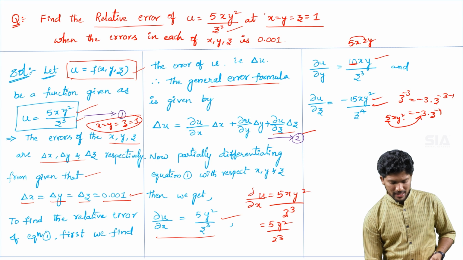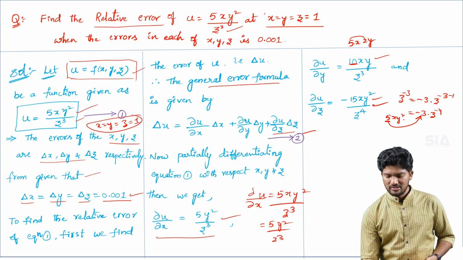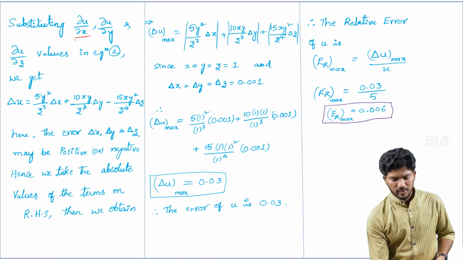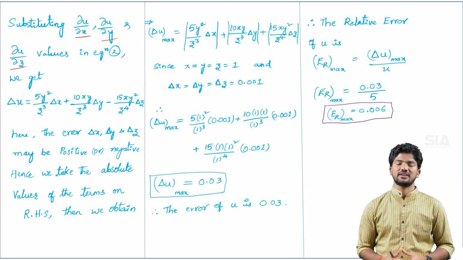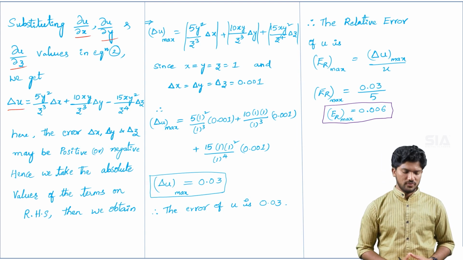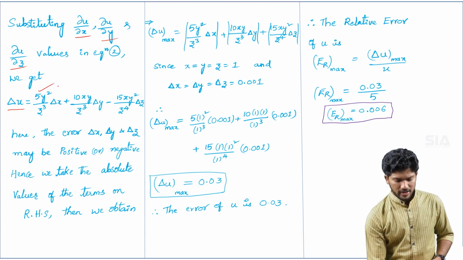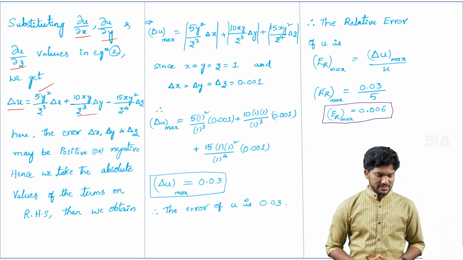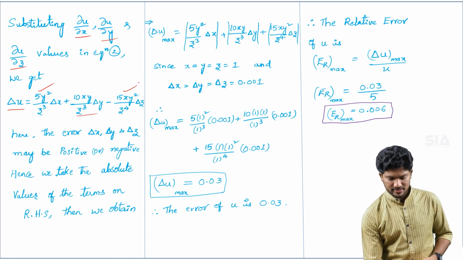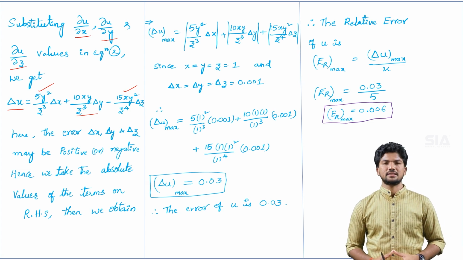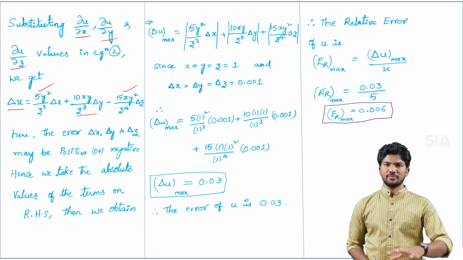In this format you can get the partial derivatives with respect to x, y and z. After getting the partial derivatives, substitute these three values in equation number 2. Substituting ∂u/∂x, ∂u/∂y and ∂u/∂z values in equation number 2, we get the error delta u equal to 5y square z cube into delta x plus 10 x y z cube into delta y, and this one, the partial derivative ∂u/∂z, minus 15 x y square by z power 4 into delta z.